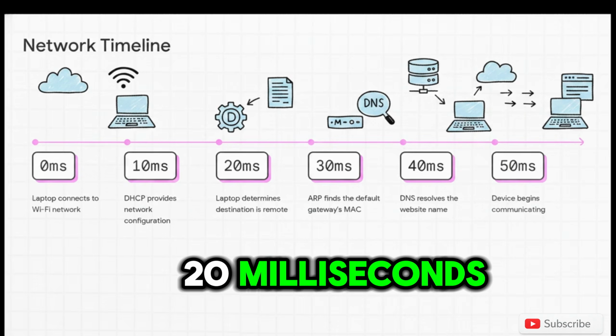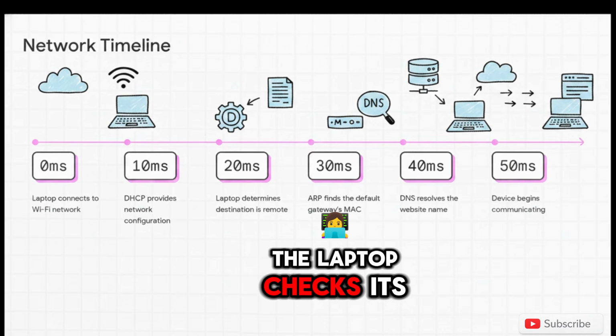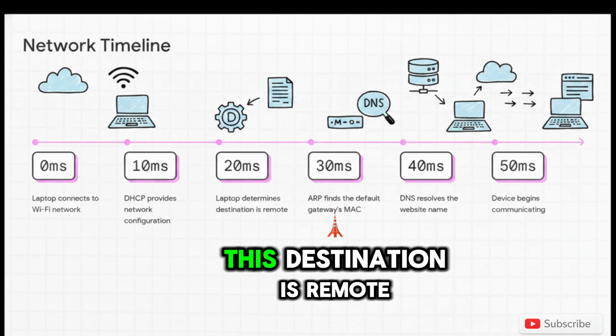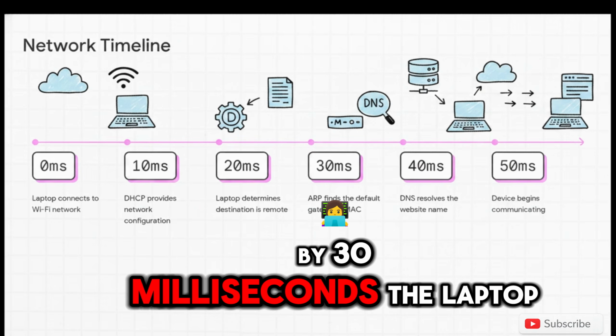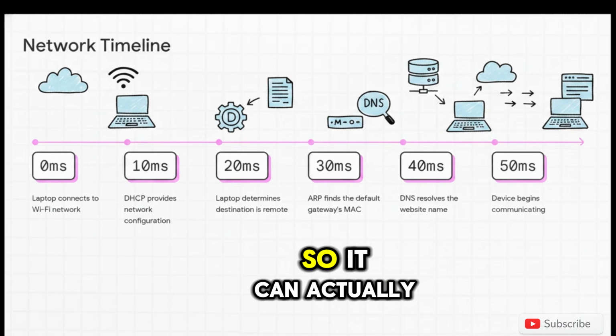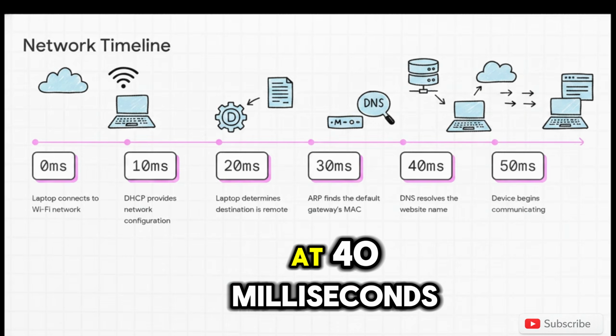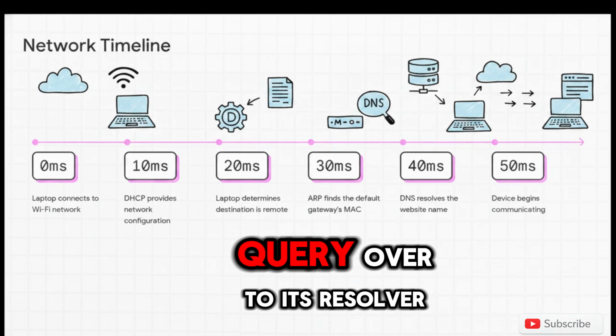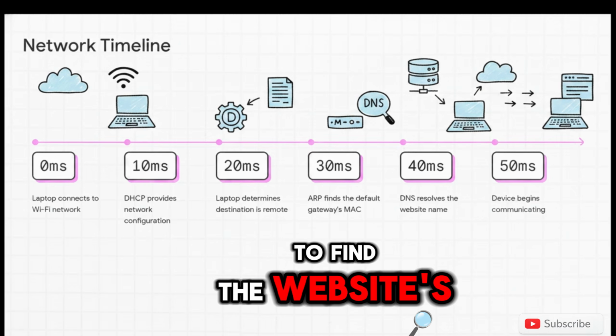At 20 milliseconds, you type a website. The laptop checks its subnet mask and realizes, hey, this destination is remote. By 30 milliseconds, the laptop uses ARP to find the local MAC address of its default gateway so it can actually send traffic off network. At 40 milliseconds, it shoots a DNS query over to its resolver to find the website's IP address.